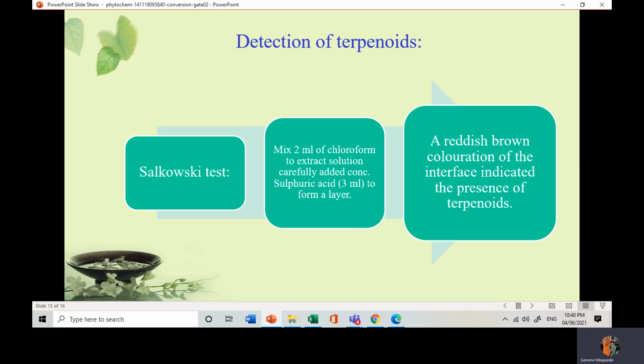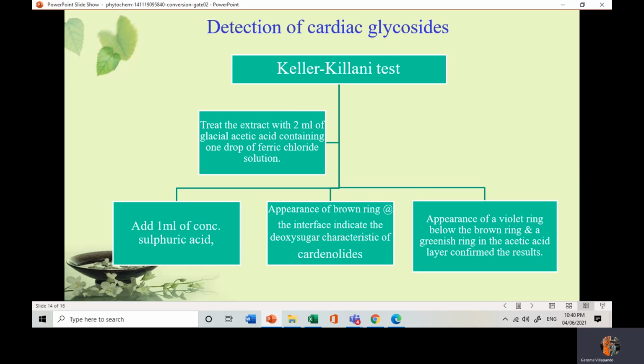Detection of terpenoids. Salkowski test. A reddish-brown coloration of the interface indicates the presence of terpenoids. Keller-Kiliani. Appearance of a violet ring below the brown ring and a greenish ring in the acetic acid layer confirms the result. So, Keller-Kiliani is a bit overlapping. Okay?